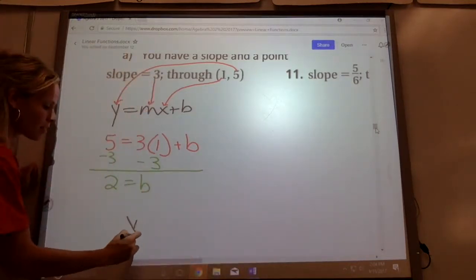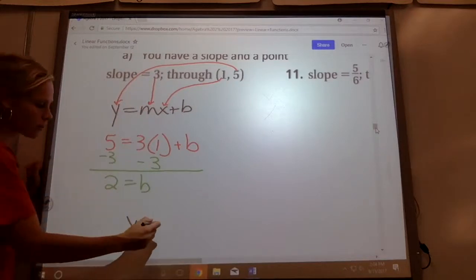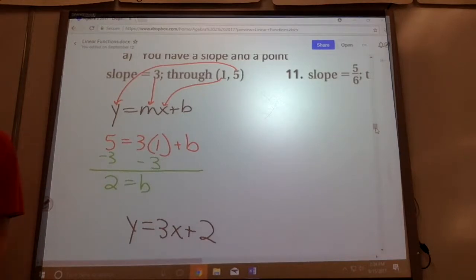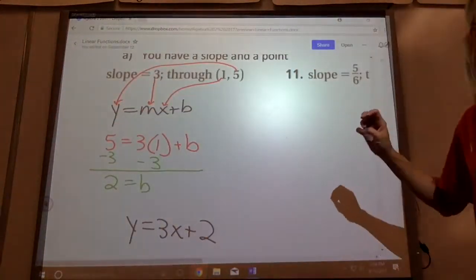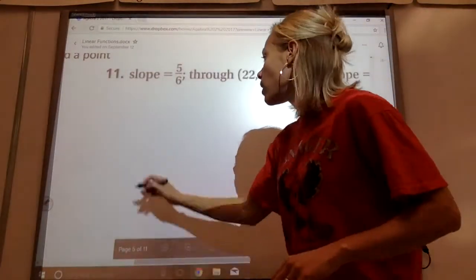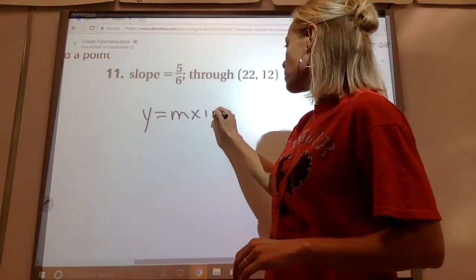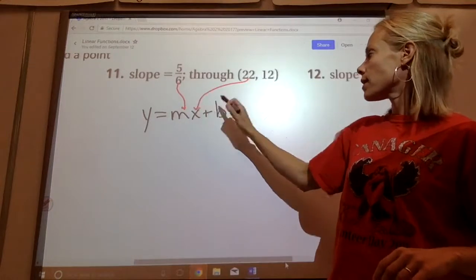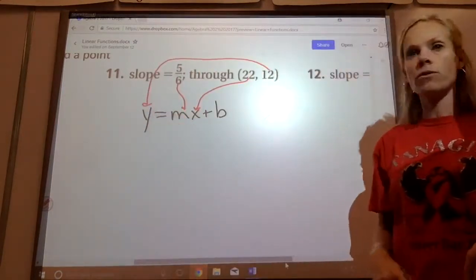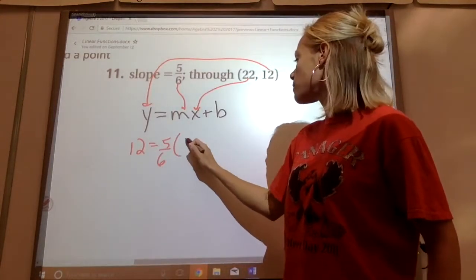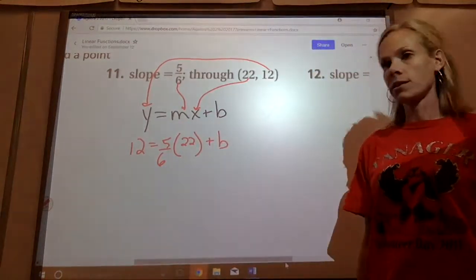So my answer, y equals 3, because that's my slope, x plus 2, because I just solved for my b, my y-intercept. Try another one. So again, y equals mx plus b. I'm going to put the m in for m, x in for x, and the 12, that's my y, so I put that in for the y. So 12 equals 5/6 times 22 plus b.